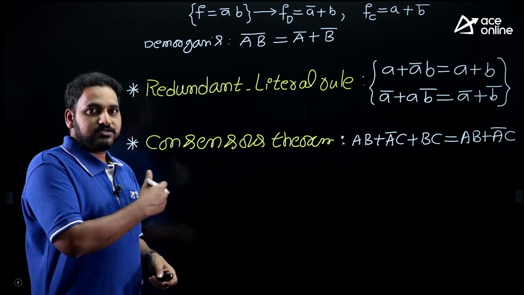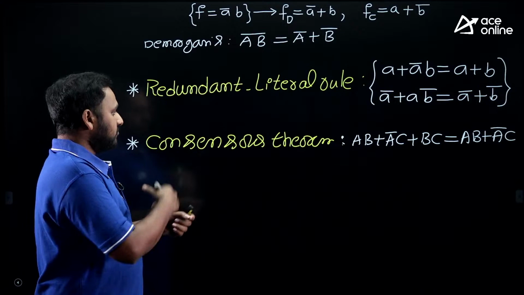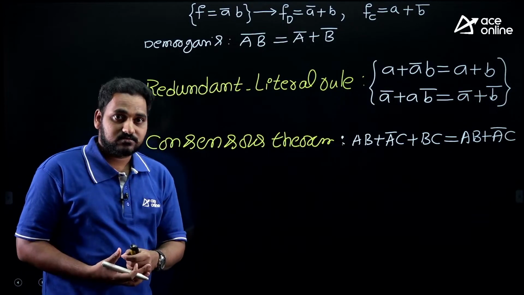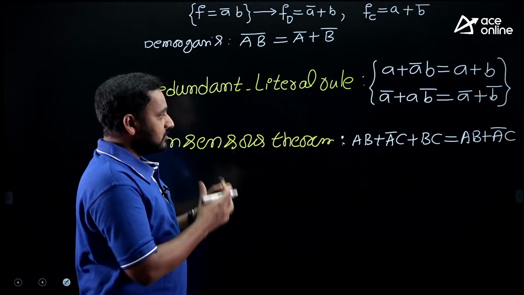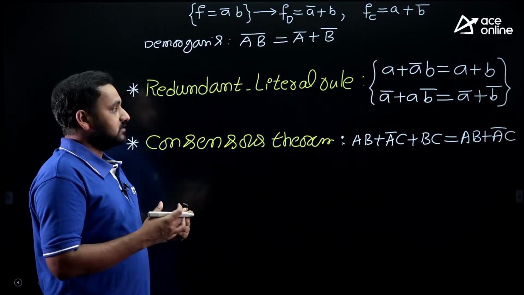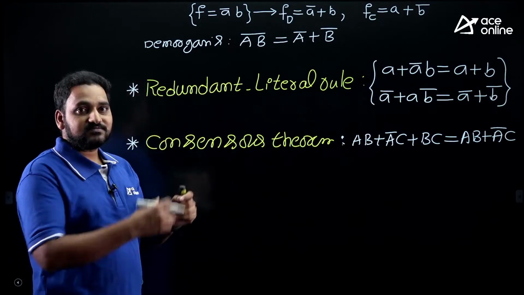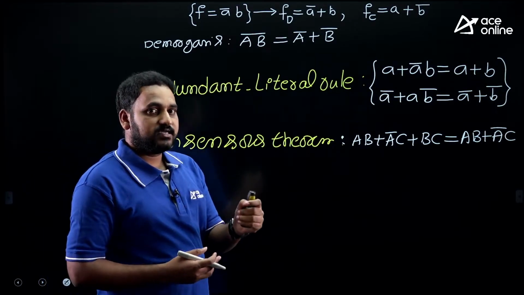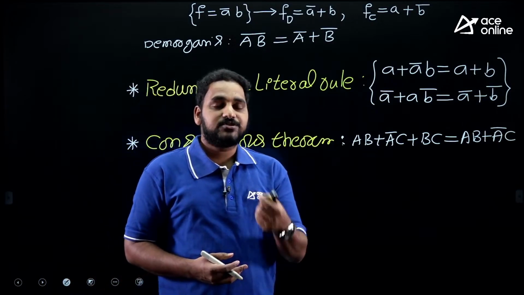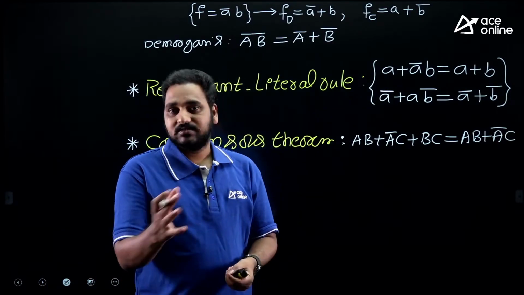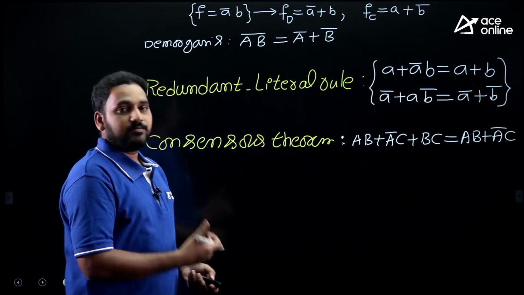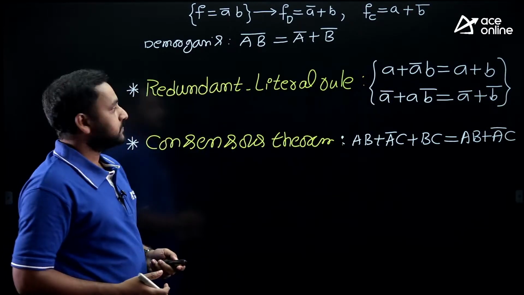There are so many laws, like the commutative law and associative law, and you should go through all the theorems and laws thoroughly. You should also understand which logic gate follows the associative law and which logic gate follows the commutative law. These kinds of questions are very popular from this particular area.